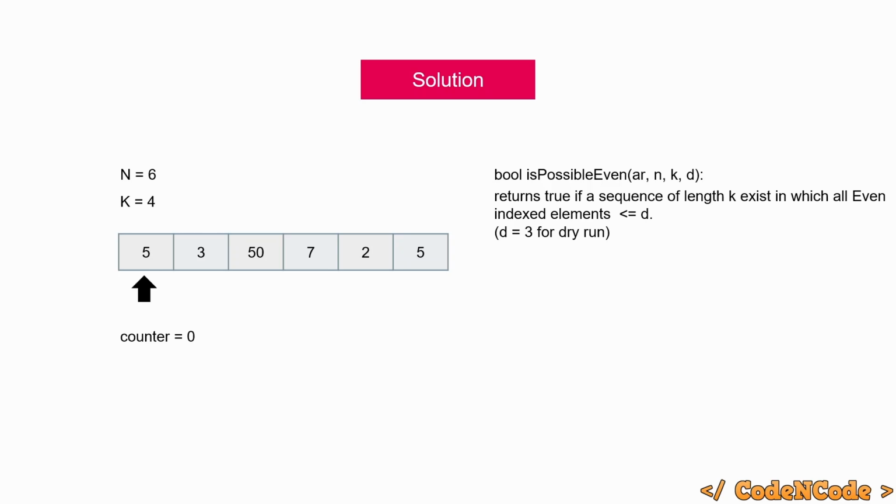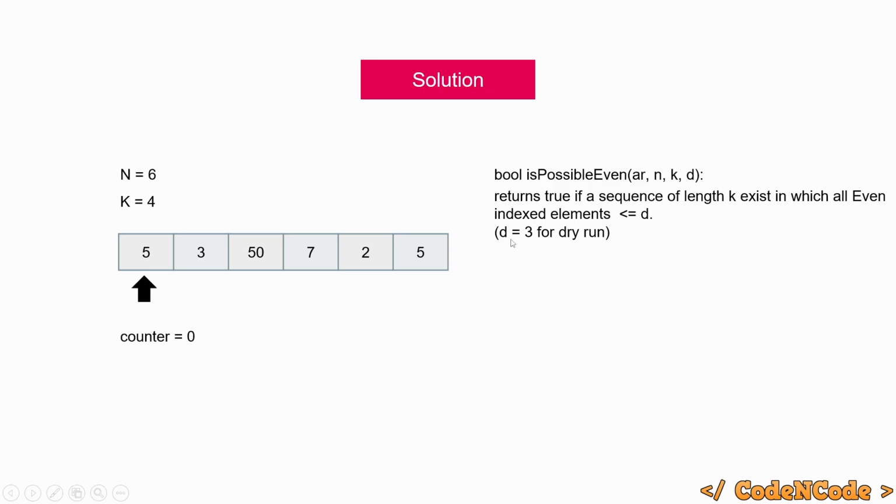So see here, what will is possible even check? It will check in this array, this is the input array of length n, is there any subsequence of length k such that all even indiced elements are less than equals to d? D, in this case, I'm taking 3 as an example.